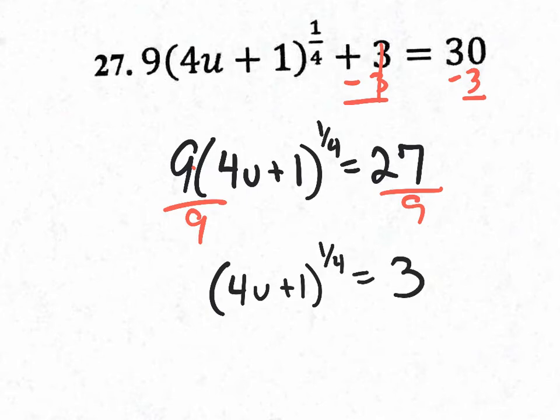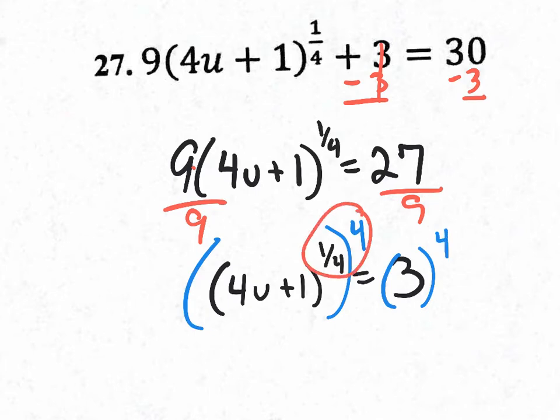You want to get rid of the 1/4 power? What are you going to do to both sides? Put what power? 4. And of course, power to a power, you multiply. 1/4 times 4 is 1. So you'll just get 4u plus 1. I could put it to the power of 1, but that's totally pointless, so I'm not going to do that. I'm just going to leave it 4u plus 1 equals 3 to the 4th. 3 to the 4th power on a calculator is 81, if you didn't know.